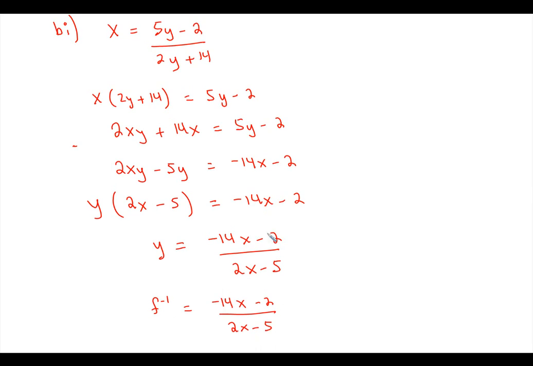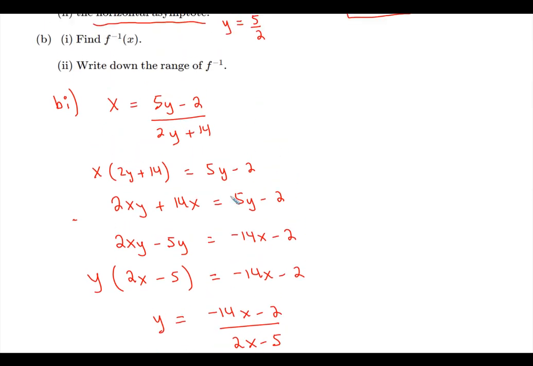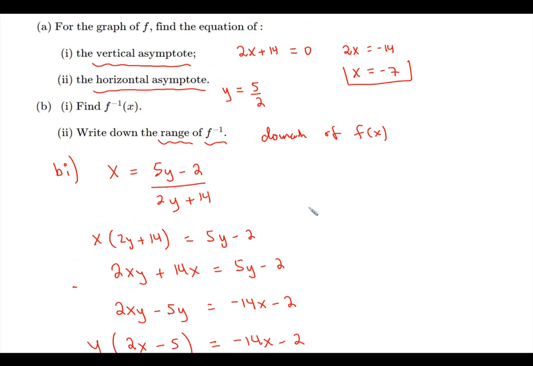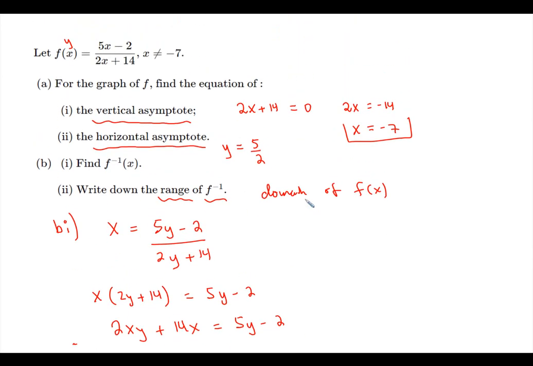All right? And then the last part, write down the range of the inverse. Okay? So for B2, they're asking for the range of the inverse. So remember, the range of the inverse would be the domain of f, right? So whatever the domain of the f function is, that would be the range of the inverse. So going back to the original problem, here's the f function, and this right here is the domain of f. The domain of f is going to be the range of the inverse.